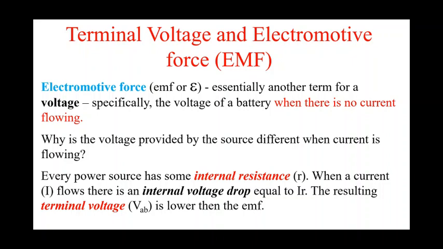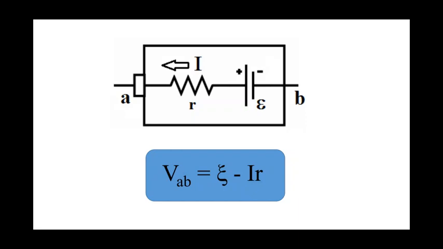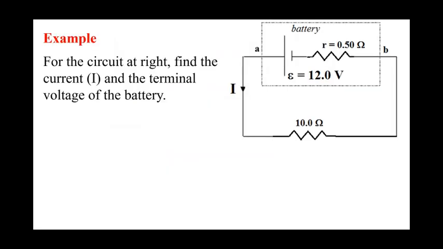and that output voltage is what we call the terminal voltage. Okay, so to give you an example, here's our representation of a battery. We have the EMF, or the voltage of the battery, without any current. But if there's some internal resistance in that battery, and if there's current flowing, then the actual output of that battery or source will be the EMF minus the voltage drop through the internal resistance, which is equal to I times R.